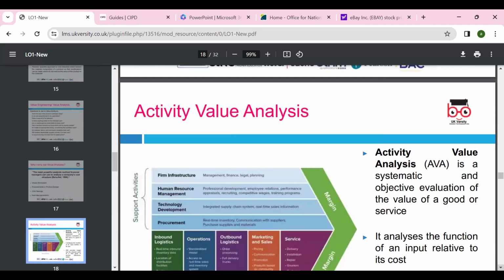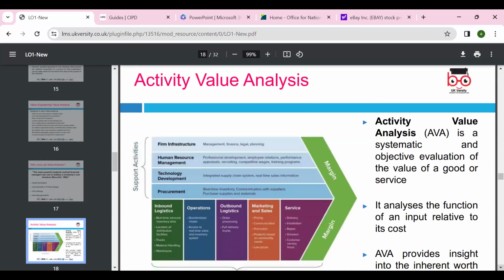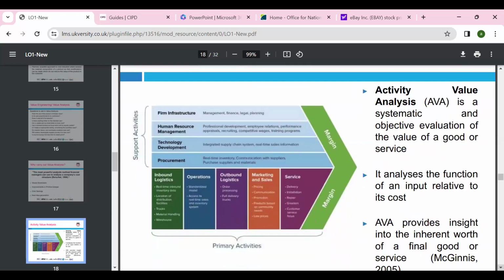Okay, activities. One of the authors is called Porter, with the Porter Value Chain Model. It's quite good to explore Michael Porter, one of the great scholars. He published books. He gave many models: Porter generic strategies, Porter diamond model, Porter five forces. Here we're looking at the Porter value chain.